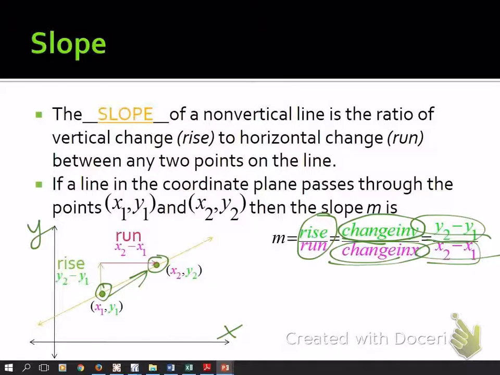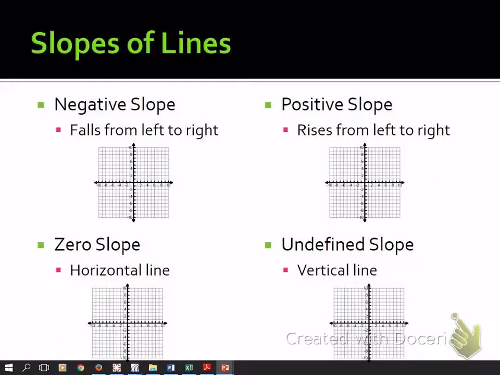Or vice versa, right? Some more things about slope. Remember a negative slope? Negative slope means down to the right. The line's going down to the right. Positive slope means the line's going up to the right. A zero slope means the line is horizontal.